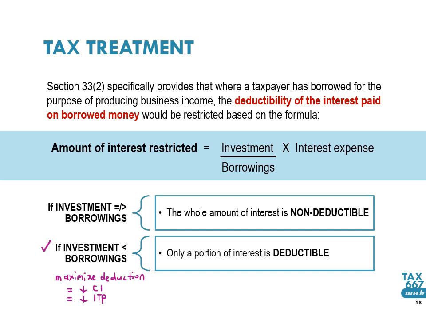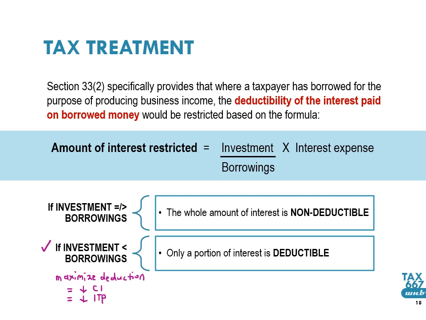According to section 33 subsection 2, where a taxpayer has borrowed for the purpose of producing business income, the deductibility of the interest paid on borrowed money would be restricted based on the following formula. So, dia bagi tahu dekat kita kalau kita ada buat pinjaman, borrowing yang berkaitan dengan business income, bila kita pinjam kan, borrow, kita akan incur interest on loan. That interest paid is deductible, boleh tolak since dia berkaitan dengan business.